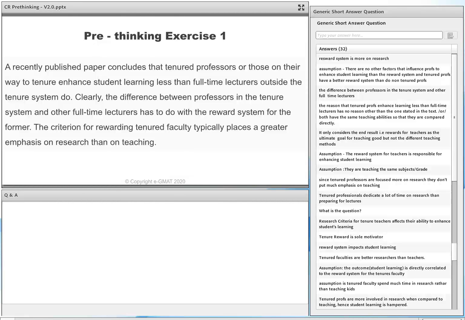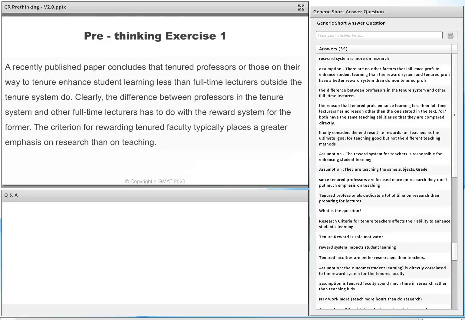that I'm looking for. Tenured professors focus more on research. There are no other factors that influence professors to enhance student learning other than the reward system in tenured professors. So, okay, this is an answer which logically is correct. It's not an answer that you're going to see on the test. It's just a generic principle for a causal argument, which is all you're saying is this: there is no alternate cause here.